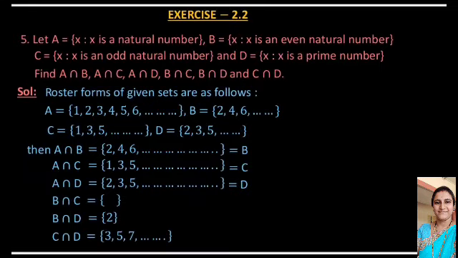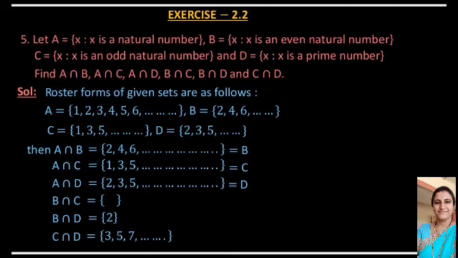Next, question 5. Let A is equal to set of x such that x is a natural number, and B is equal to set of x such that x is an even natural number. C is equal to set of x such that x is an odd natural number, and D is the set of x such that x is a prime number. Find A intersection B, A intersection C, A intersection D, B intersection C, B intersection D and C intersection D. In this question they give only set builder forms of sets, so we convert into the roster form.